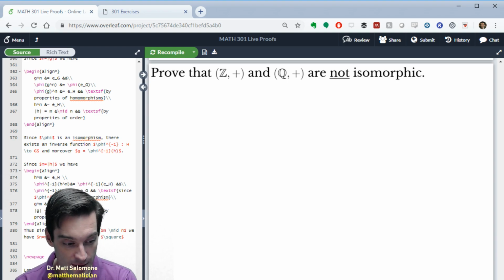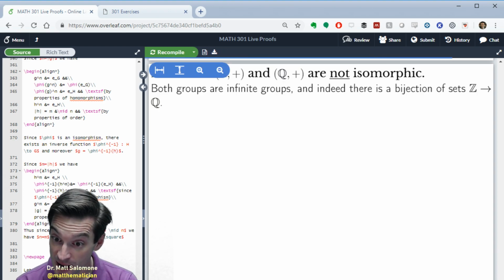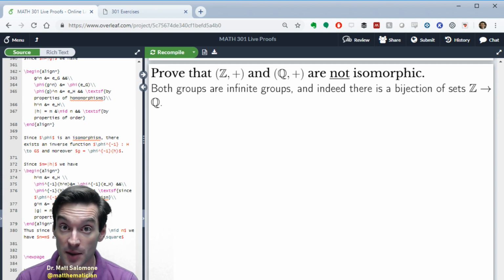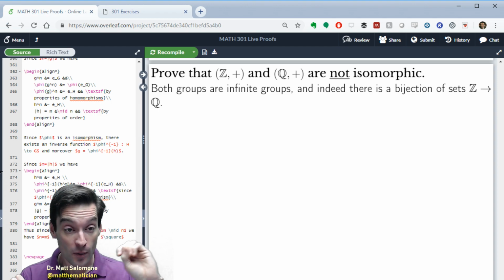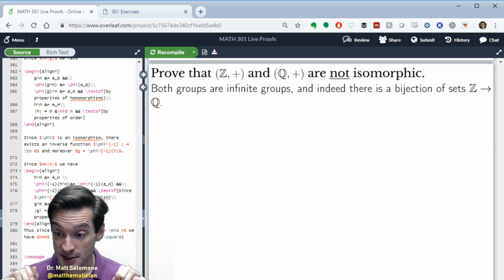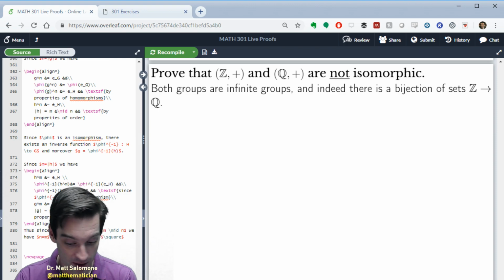And indeed, there is a bijection of sets from Z to Q. That bijection of sets is probably something that you saw in your introductory class to proofs and to formal axiomatic logic, because it should be surprising that we can put the integers in one-to-one correspondence with the rational numbers, that there are exactly as many of one of them as there are of the other, despite the fact that the integers are a proper subset of the rational numbers. This is often proven by something called Cantor's diagonal argument.